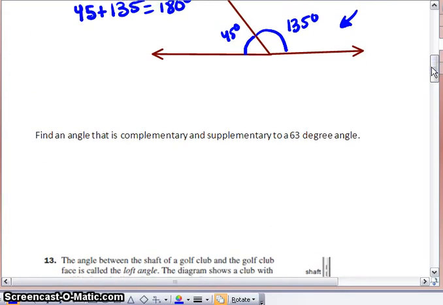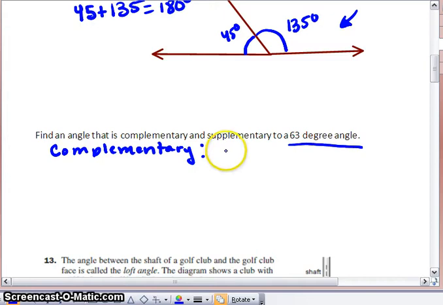All right, let's apply this. Let's say we want to find an angle that is complementary and supplementary to a 63-degree angle. So let's write a math problem. Let's start with a complementary angle. We know that it has to add up to 90 degrees. So we're going to take 90 degrees and subtract 63 degrees from it. If we subtract 63 degrees from 90 degrees, we'll get 27 degrees.